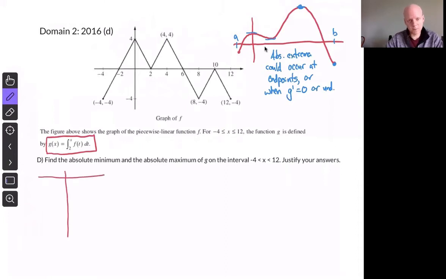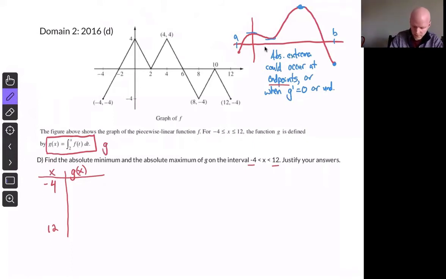And then we've got a little candidates chart that we're going to make. We have an x value, I'm going to have a g of x value, and then because I know that 2 of my candidates are the endpoints, and I know that my interval is going from negative 4 to 12, I'm going to put 2 of my endpoints right there, negative 4 and 12 as x and y. Then I also need the critical points, so where g prime is equal to 0, where g prime is undefined.